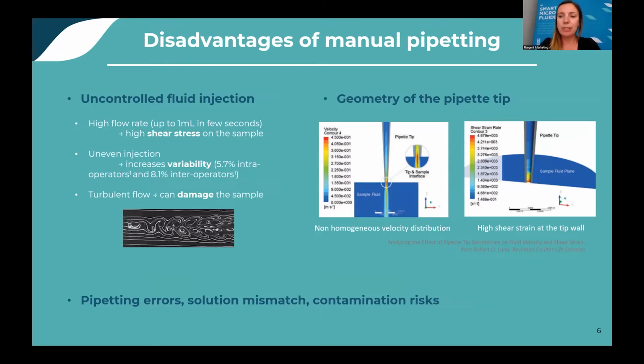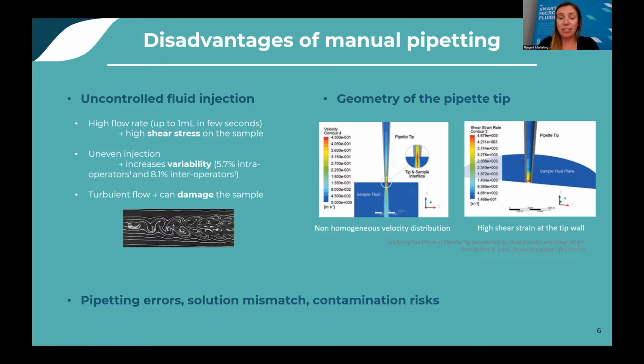And with manual pipetting come huge disadvantages. First of all, the injection of fluids is not controlled, not properly balanced, and you can create a very high flow rate when you push onto the plunger button. Indeed, you can manually push up to 1 ml of liquid in a few seconds, and this creates a very high shear stress on your samples.